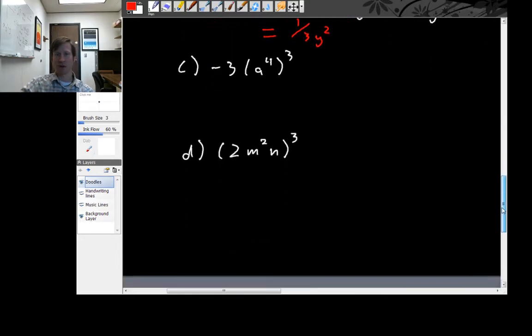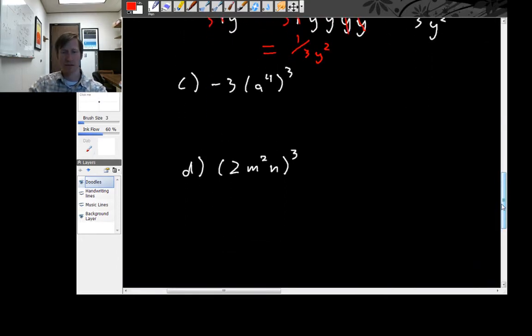All right, let's look at part C. So again, there are 2 ways to do this. If you just want to expand all of the powers, this is negative 3 times, and now it's 3 copies of a to the 4th. Notice that the exponent 3 here does not apply to the negative 3, only to the stuff in parentheses. That's the order of operations. So negative 3 times a to the 4th times a to the 4th times a to the 4th.